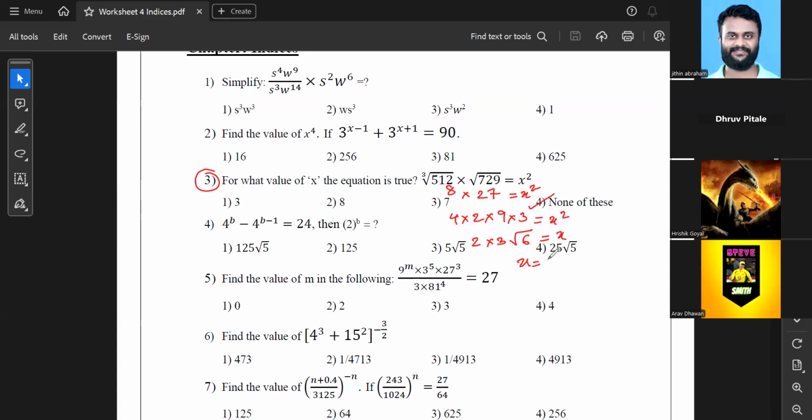Sir, I had a doubt in the previous one. Yes, you can ask. Sir, it said to find the value of x to the power 4. Yeah, we did that only. What we did: this is x to the power 4, which means x is equal to 2. If this is x to the power 4, which means x is equal to 3. Oh, got it. Okay, sir, thank you, sir.